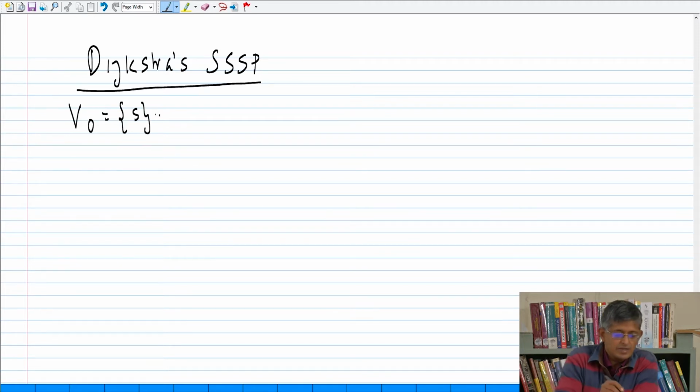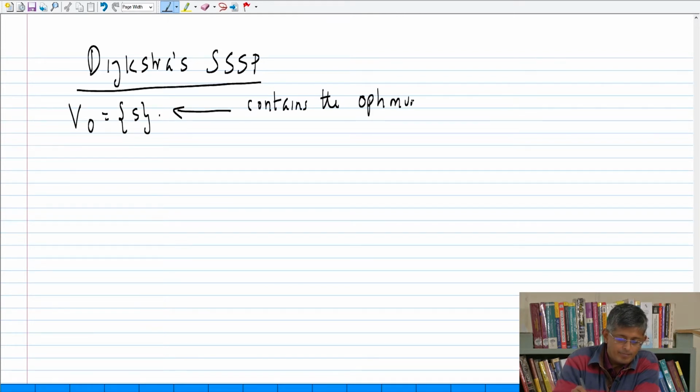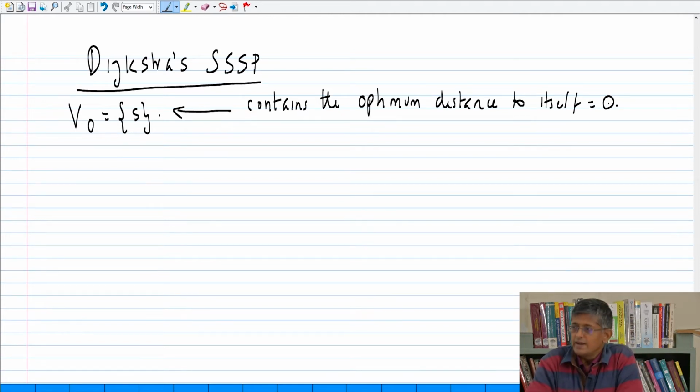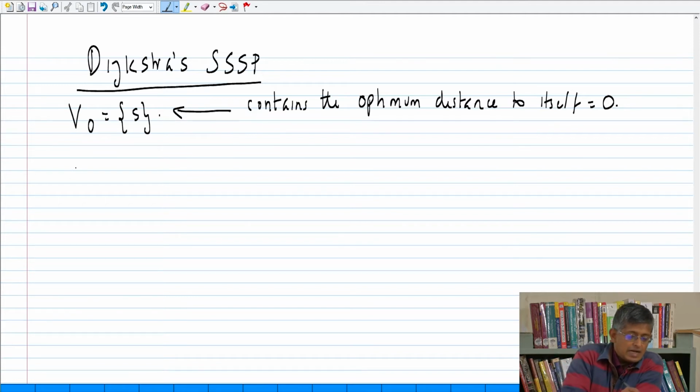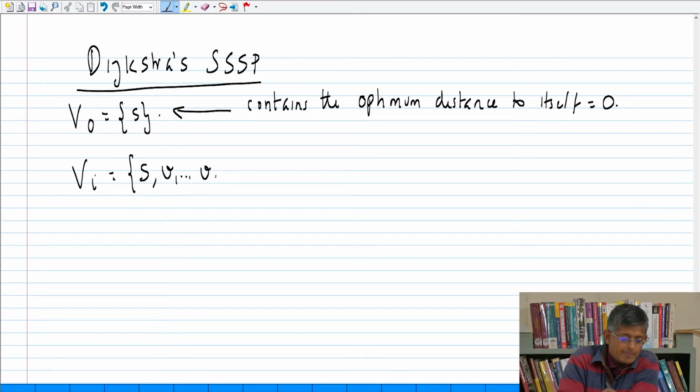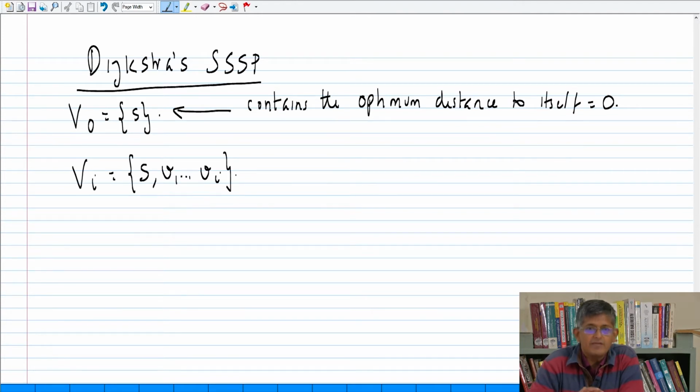So V0 is S. The starting point is quite nice. You maintain a set, right? At any iteration you have i and you have S and some vertices, let me say V1, V2 to Vi, and the nice property is that you have found the distances from S to every other vertex, and you have kept a shortest path. Fine. So now what do you do?